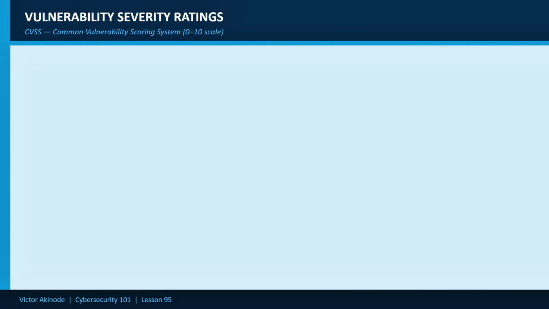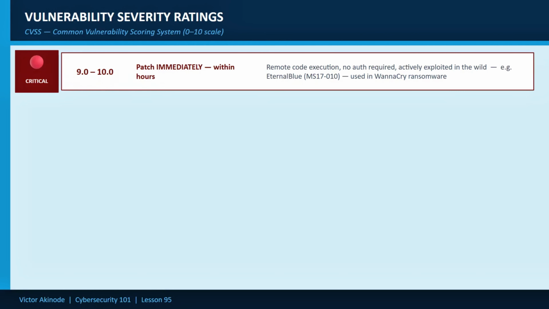Now let's proceed to learn about vulnerability severity ratings. Vulnerability scanners use CVSS, which means Common Vulnerability Scoring System, and they use it to rate severity on a scale of 0 to 10. Critical vulnerabilities score 9.0 to 10.0 and are marked red. These are remote code execution vulnerabilities that let attackers run commands on your systems.